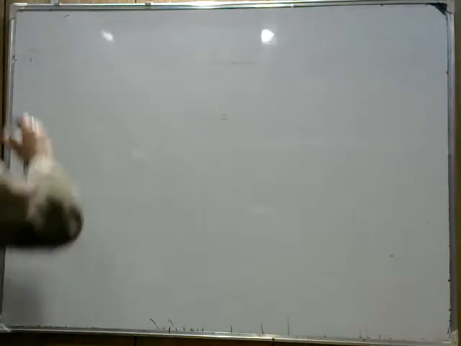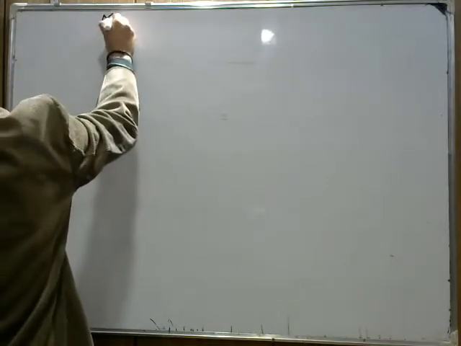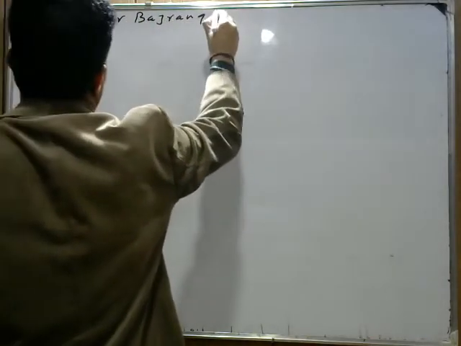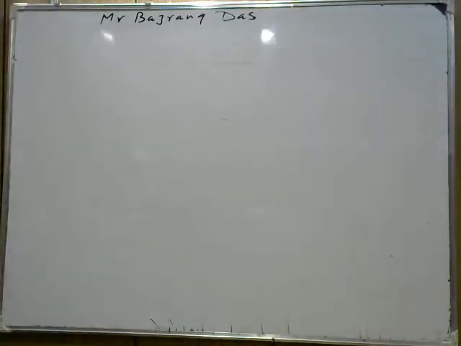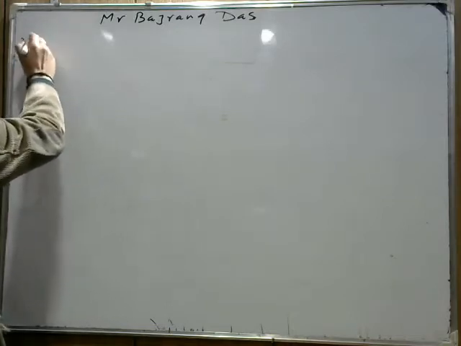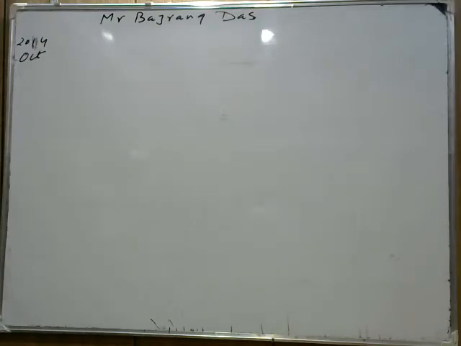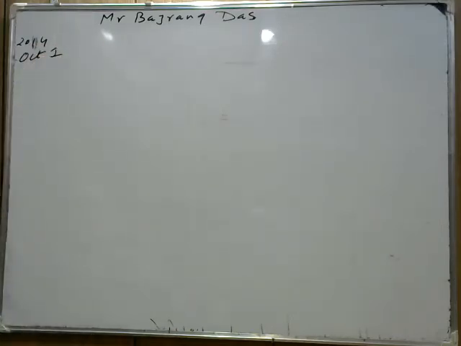You need to record the following transaction in a cash book. Record the following transactions in the cash book of Mr. Bhajan Das. It's mentioned here 2014, October. The transactions of October month. The first is October 1st. Transaction number 1 is mentioned here, October 1st.